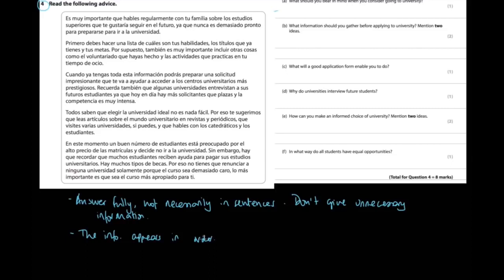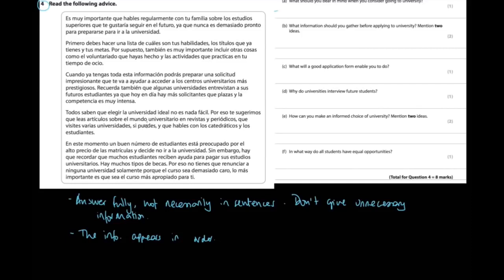The information in the text will be in the same order as the information the questions ask for, so just follow that. And again, it's going to be quite important that you highlight and make notes of where you find the answers.